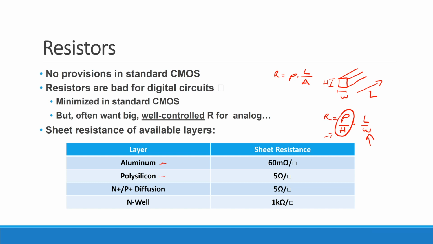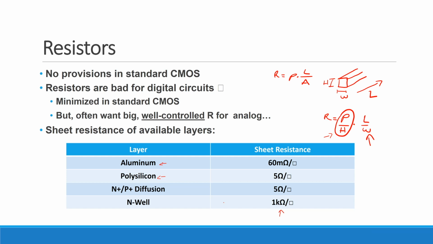Similarly, polysilicon and diffusion, these are silicided, by the way, so we'll come back to that, are maybe about 5 ohms per square, but that's still kind of low, right? So the only one that looks halfway promising, from an analog standpoint, is the N-well. That one's at least got like a kilo ohm per square. Okay, that's not great, but that's kind of okay.